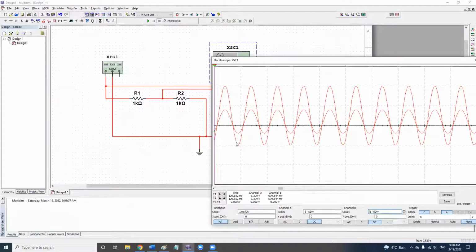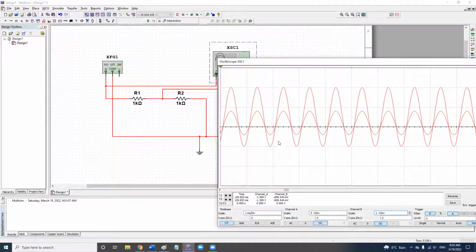Because this is your original input sine wave, and this is your output sine wave, or we can say the voltage divider's sine wave. So the voltage is a little bit lower, as you can see, because it's only 1K to the ground. Okay, sometimes it might be difficult for you to see which one is which.